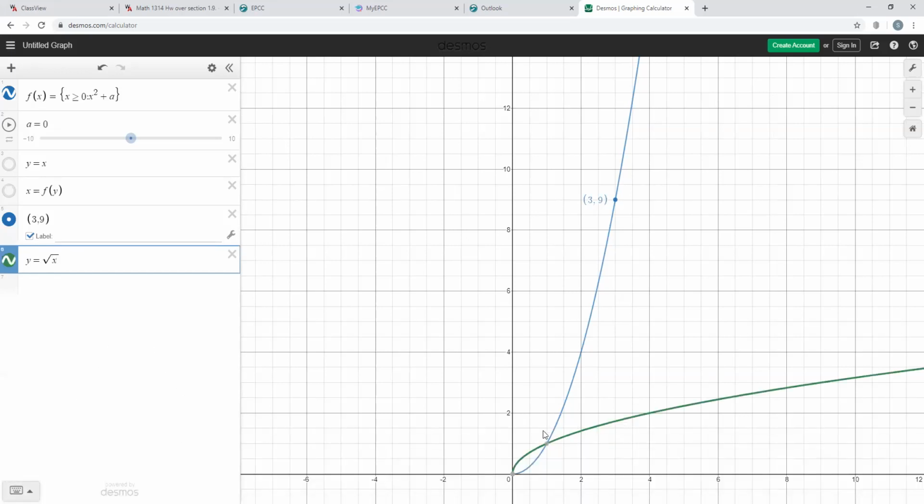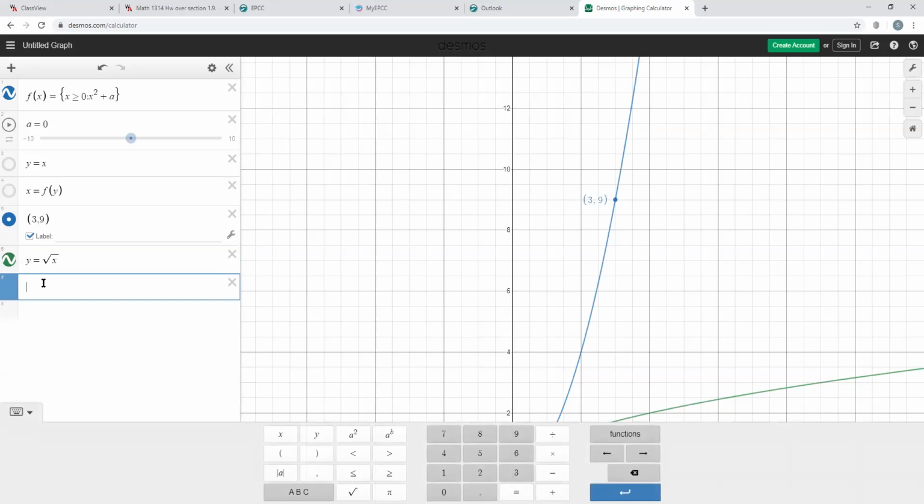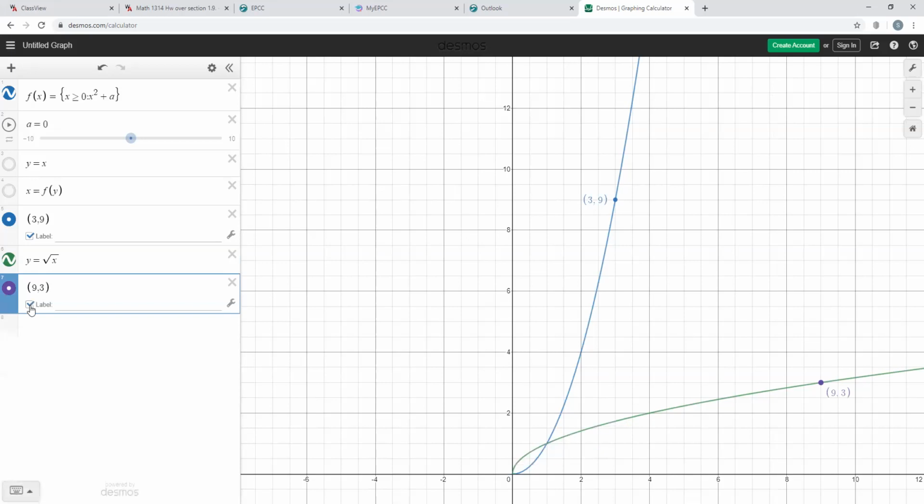And here is that, the green one. Since (3, 9) is on the original function, then (9, 3) better be on the inverse function. If we type (9, 3), it better be a point on that inverse graph, in which it is. Okay, so nothing new. Now I do want to show you the notation, that is what I want you to realize.